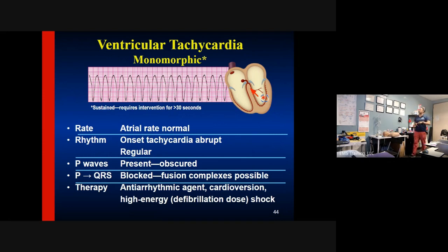If they have a pulse, we're going to do our tachycardia algorithm. If they have no pulse, we're going to do our CPR cardiac arrest algorithm. All right, we see no P waves. All we see is this one QRS, monomorphic in nature. That's why we call it VTAC.